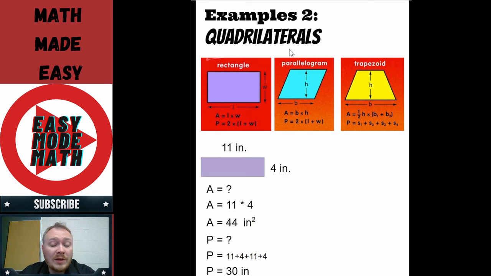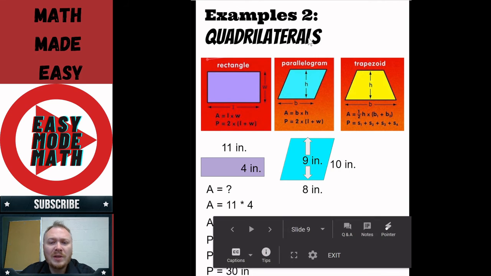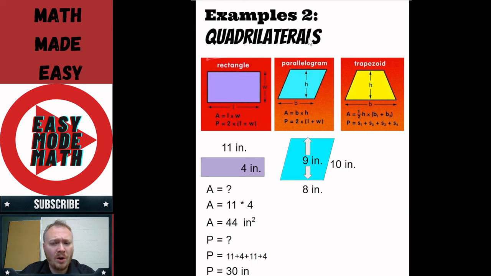Either way you want to do it is perfectly fine and will result in the same answer. Let's scoot that 4 over. Let's jump into the second one with our parallelogram, and you'll notice that we have a height of 9 inches. Typically the height is labeled inside the shape, but not always. And then we have 2 sides labeled of 8 and 10 inches as well.